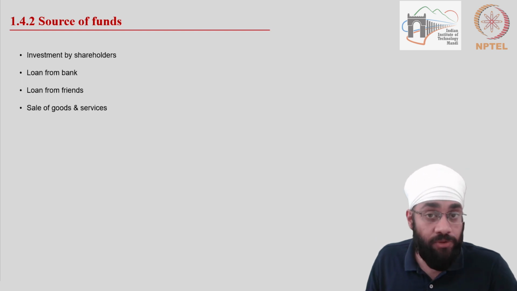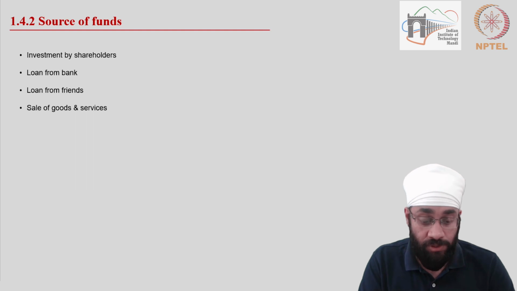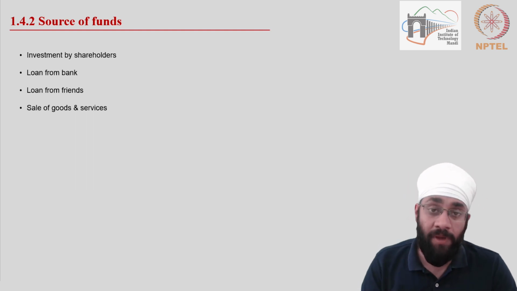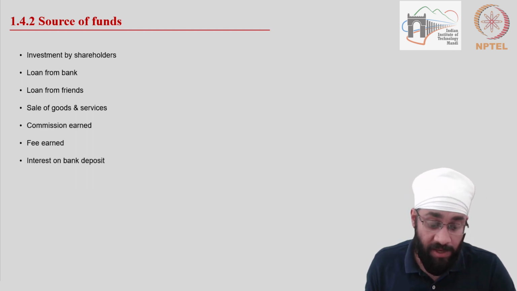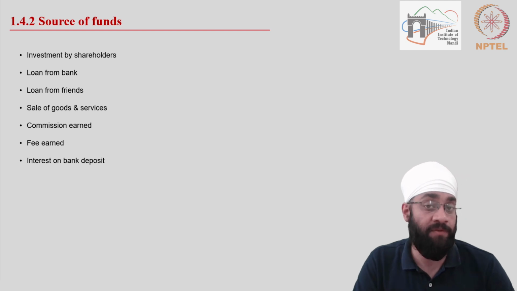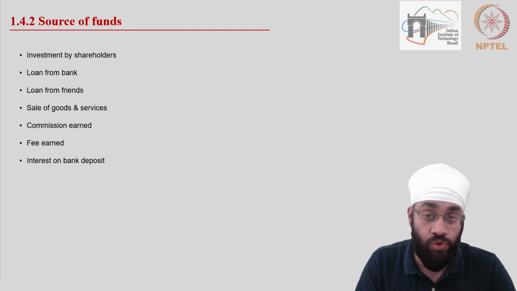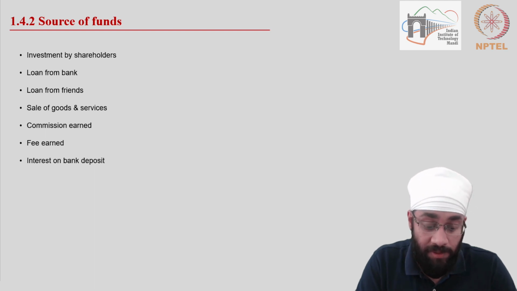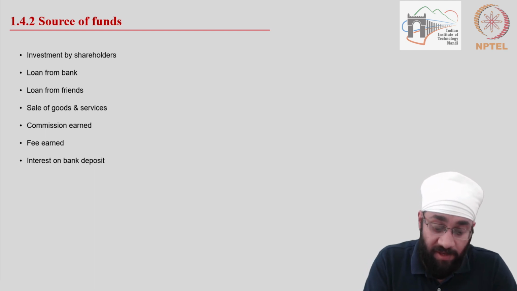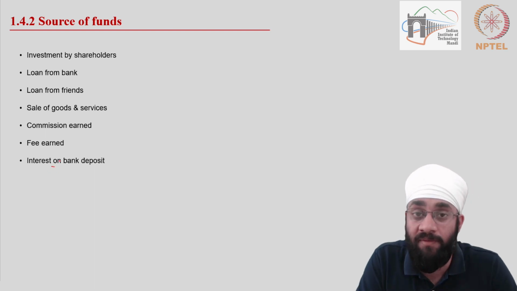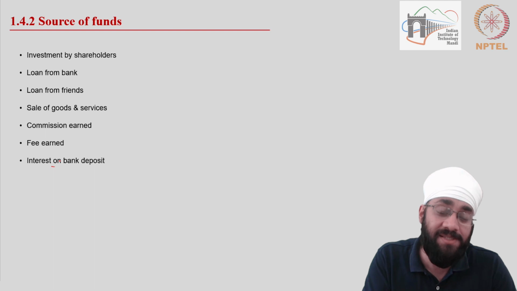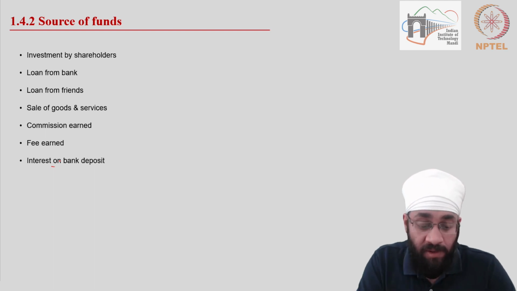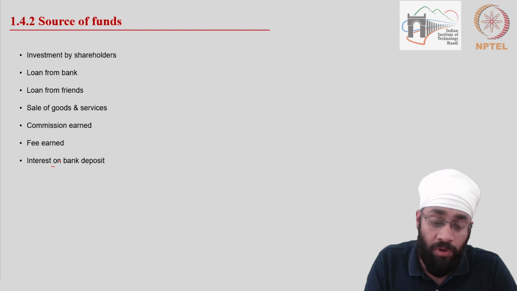You could sell goods and services, whichever business you are in, and you make some money from there. And there can be some other peripheral additional sources of income. You make some commission on a small new assignment you pick up in the business. You make some fee by way of some consulting assignment, or you put money in the bank and you get interest. These are some representative items which bring in money to the business. There can be more, of course.